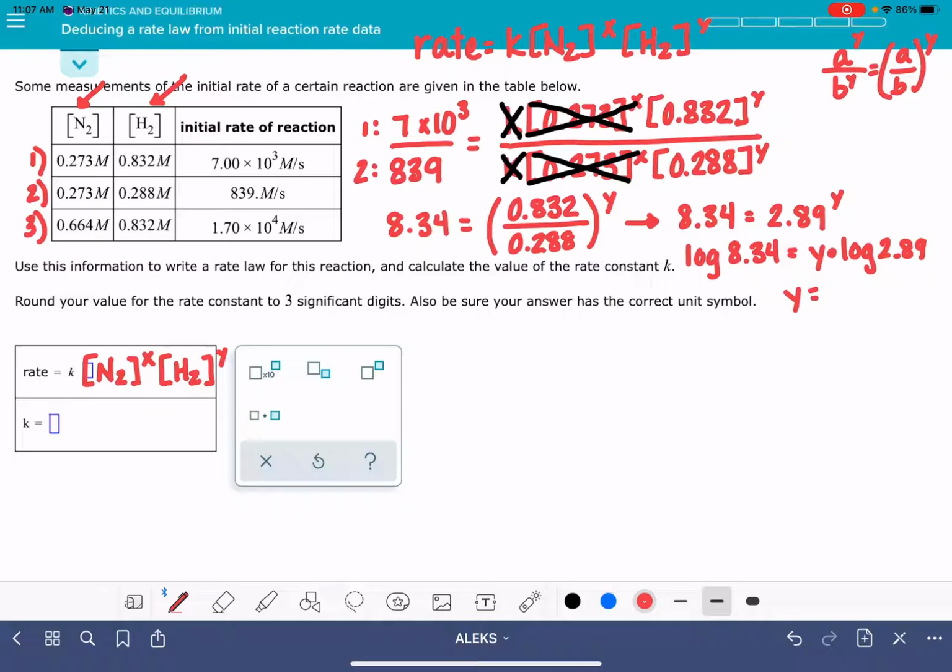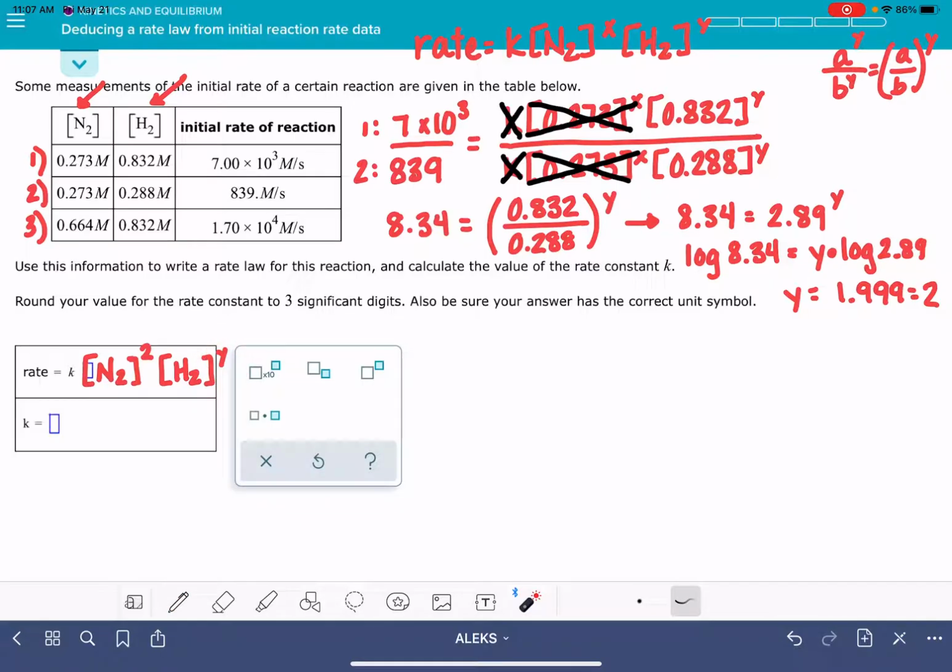The log of 2.89, and this gives me a Y value of 1.999. We're just going to call that 2. So we have solved one of the exponents here. We're going to repeat this whole entire process to solve for y.